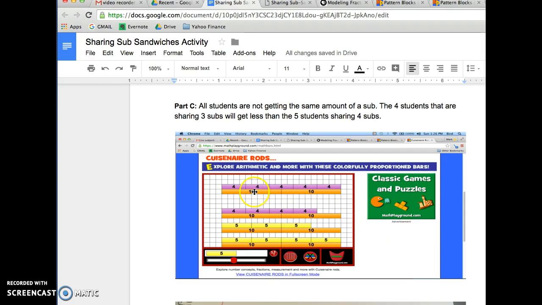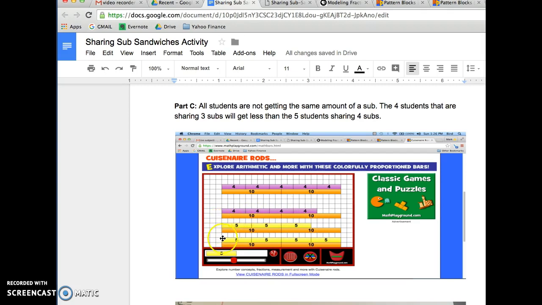So again, this was the 1 sub that was put down. If the 5 students are sharing the 4 subs, this would be 1 sub that they were sharing, and this would be the amount that they would get. So 1 out of the 5 pieces. They get 1/5 of 1 sub. You could put that together with the 4 pieces that they're supposed to get because they're sharing 4 subs and see that this is the total amount that they would get: 4/5 of a sub.